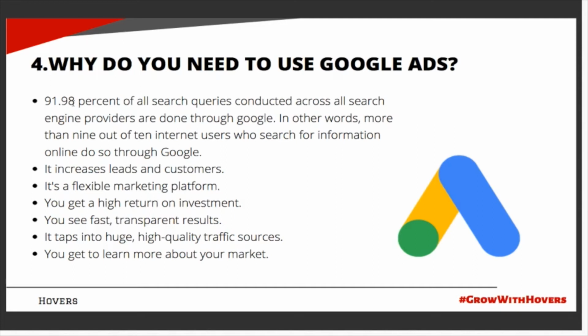91.98% of all search queries conducted across all search engine providers are done through Google over the internet. In other words, more than 9 out of 10 internet users who search for information online do so through Google. There are other search engines as well, like Yahoo and Bing, which only cover 8.02% of the internet, and 91.98% is with Google. So you know how huge Google is in the whole internet traffic in the world.